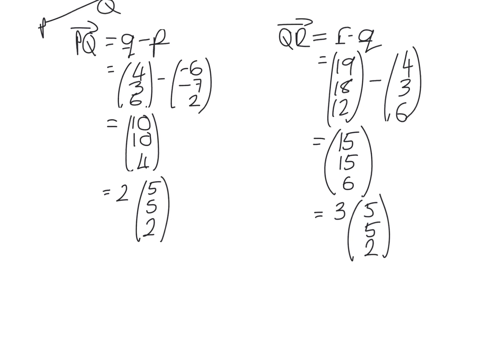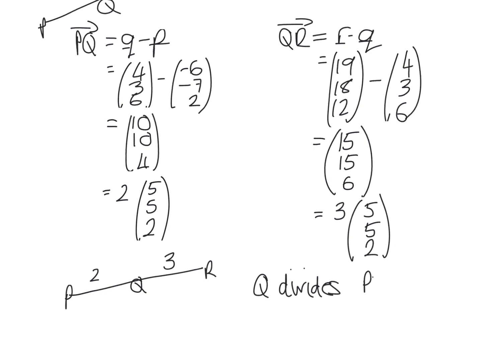But the bit about deciding the ratio in which Q divides it. So here was P, here was Q, and here was R. So PQ was 2 of the same vector, and QR was 3 of the same vector. So Q divides PR in the ratio 2 to 3. And that's how I do it, in the ratio 2 to 3.